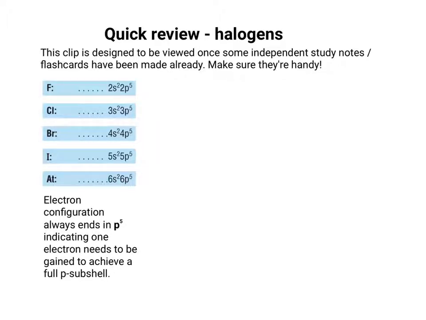So the first thing to notice is the electron configuration always ends in p5. This is reflective of the idea that they need to gain an electron to achieve a full p subshell.